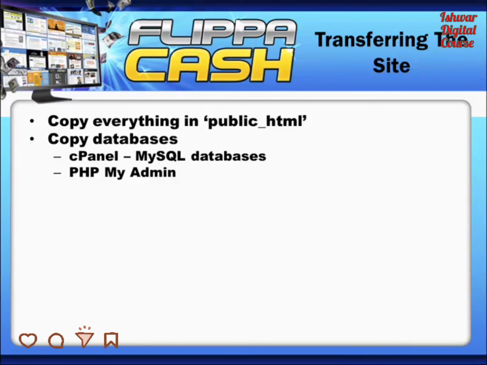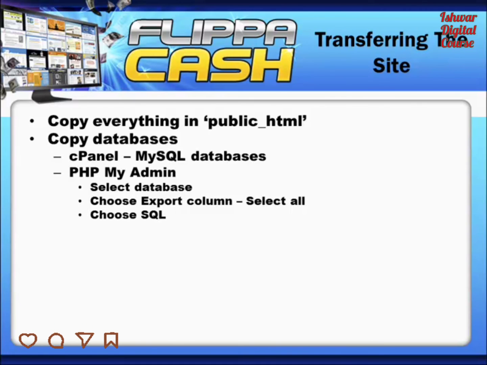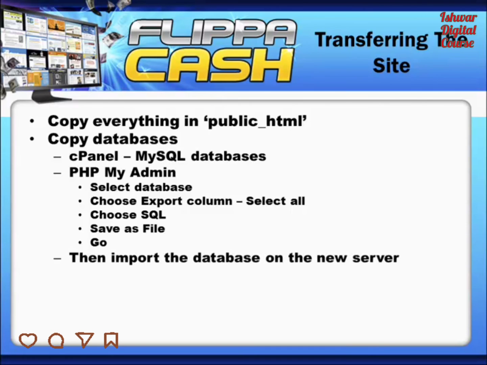Okay, so you go in and see how many databases you have and which ones are going to have to be backed up. Go into phpMyAdmin, select the database that you need to grab, choose the export column, and then select all. Choose SQL. Then save as a file, and click Go. What that does is back up the database. It gives you a copy of the database. Then you'll have to go to the new server and import the database.